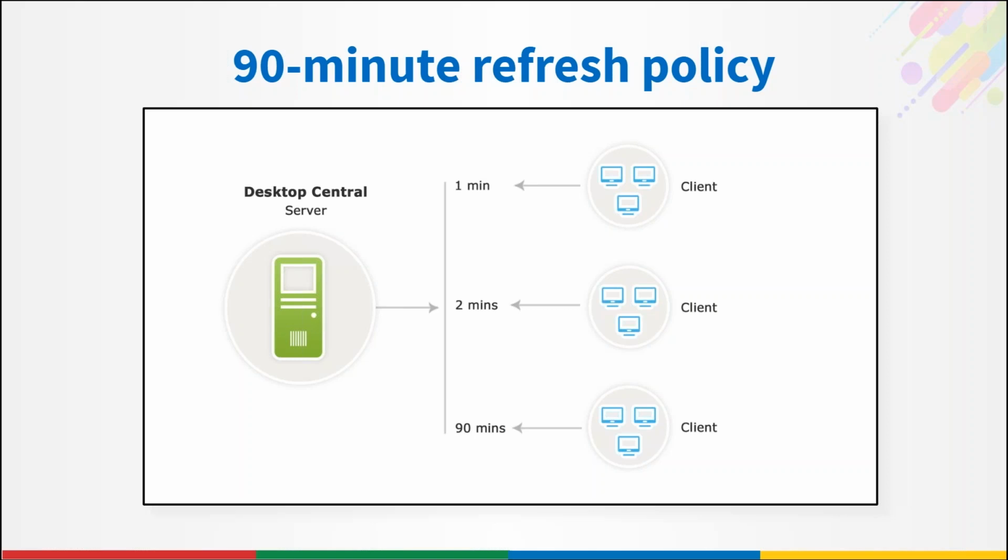Assume that for the first network, on average with the 90-minute refresh policy, you can expect one machine communicating to the Desktop Central server per minute. On the second instance, it's going to be 10 computers communicating per minute. On the network of 9,000 computers, it is going to be 100 computers. So now this helps in performing the operations smoothly.